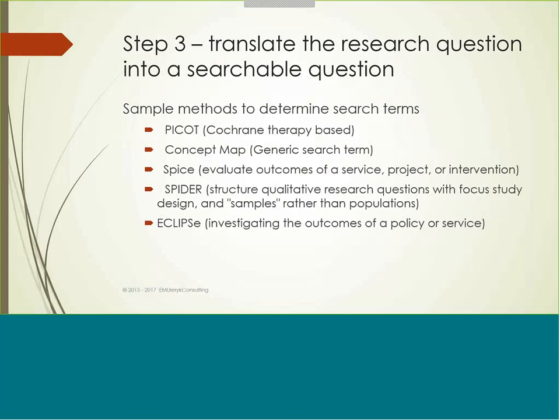The last three, SPICE, SPIDER, and ECLIPSE, are really kind of cute names, but they were developed for more qualitative searching topics. As you can see, SPICE evaluates the outcomes of a service or a project or an intervention. SPIDER is more for qualitative research, for samples rather than populations. And ECLIPSE investigates the outcomes of a policy or service. So it's good to keep these in mind, and there are many, many more, but it depends on what the focus of your question is.